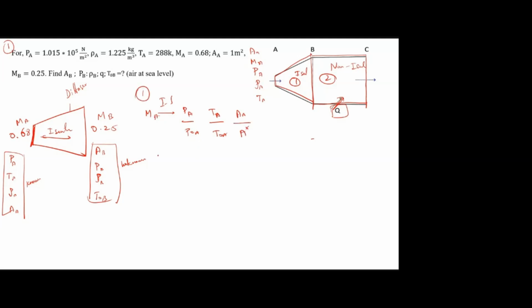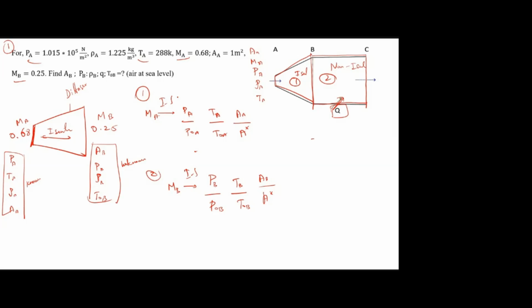The next step, for this MB, using the same isentropic table, you can find PB by P naught B, TB by T naught B, AB by A star. Even if you need only pressure, you can write the remaining terms at the beginning itself. Later it may be useful, otherwise it's okay. It will take just 1 minute to write the remaining parameters. So always write whatever relevant parameters are mentioned in the gas table, everything, in the given values.